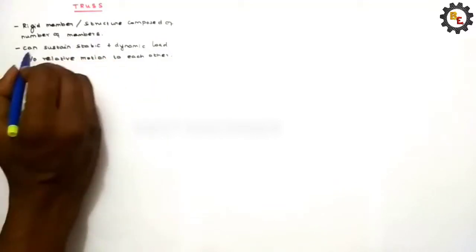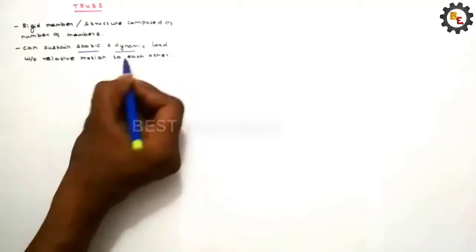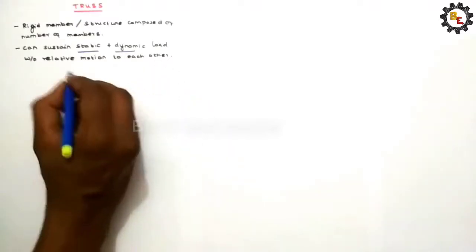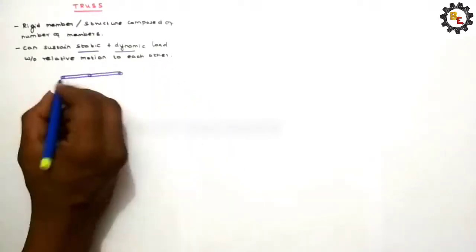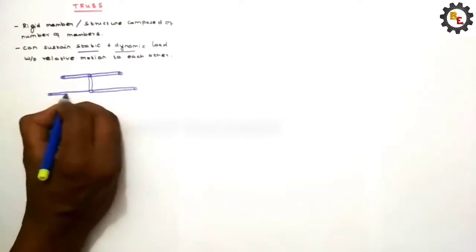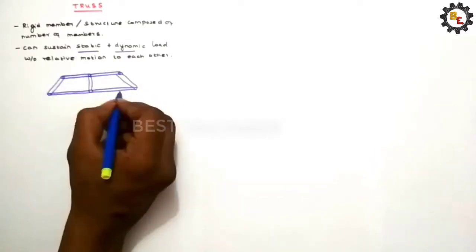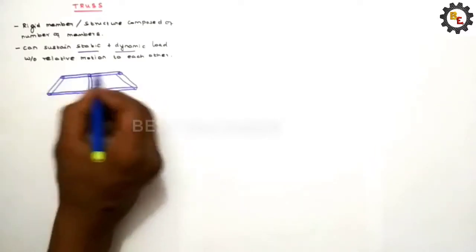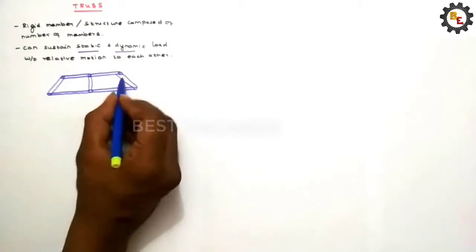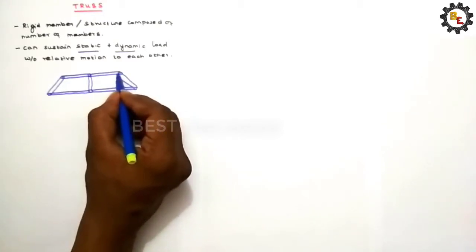Truss is a rigid member structure composed of a number of members that can sustain static and dynamic loads without relative motion to each other. For example, this one is a truss structure. These all are the members. These members are linked by pin joint.